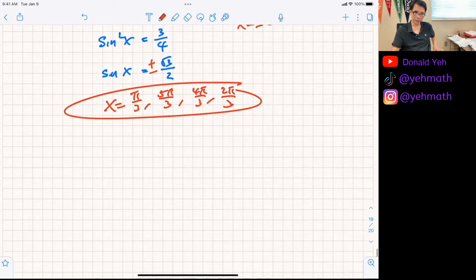Okay, what happens if you have sine squared of x minus sine of x equal to 2? And how do I solve for x in this case?